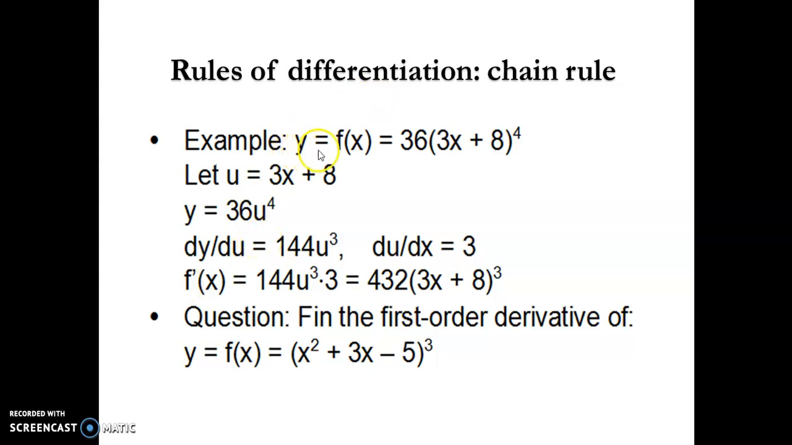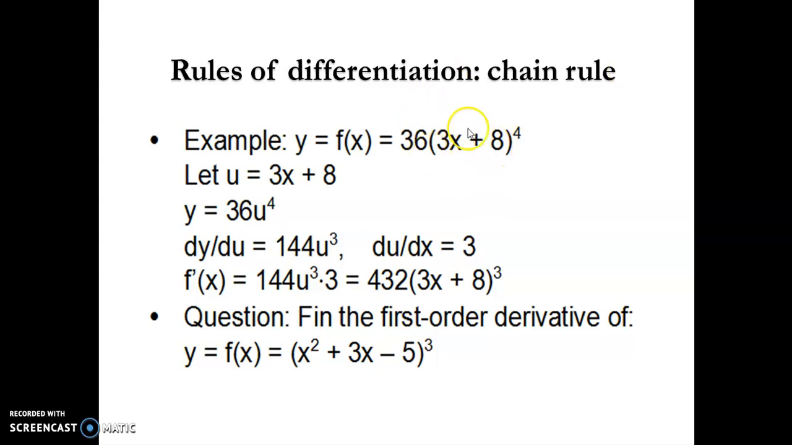Now here you are given y is a function of x and it is equal to 36, and in brackets you have 3x plus 8 raised to the power of 4. So we have an inner and an outer function, and here we have our inner function. In order to solve this, the chain rule states that you need to differentiate the outer function and multiply that by the derivative of the inner function. So dy by dx is equal to dy by du multiplied by du by dx.